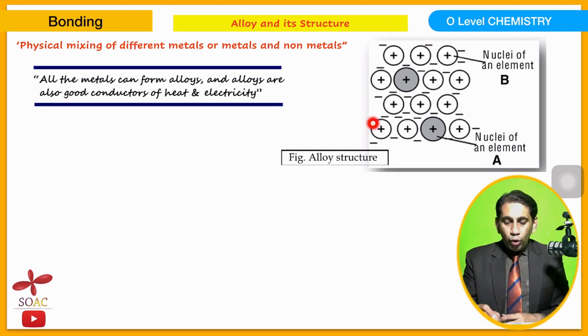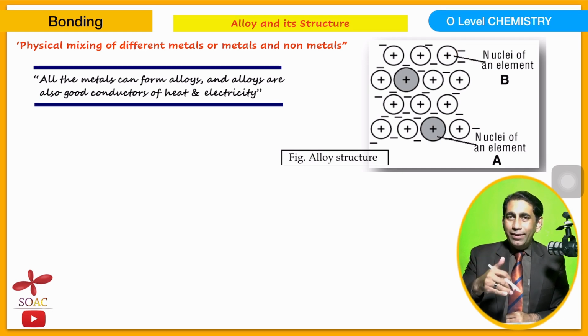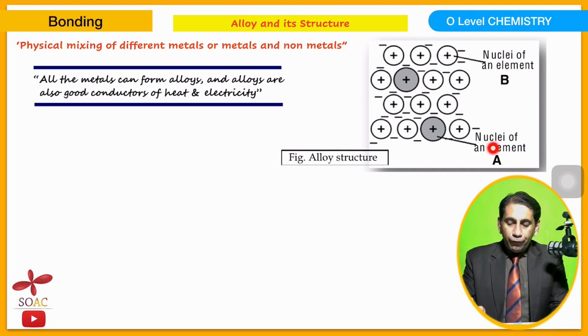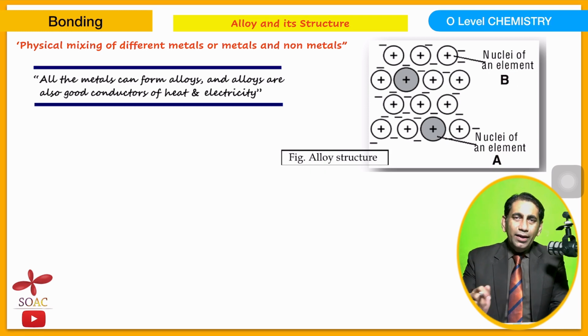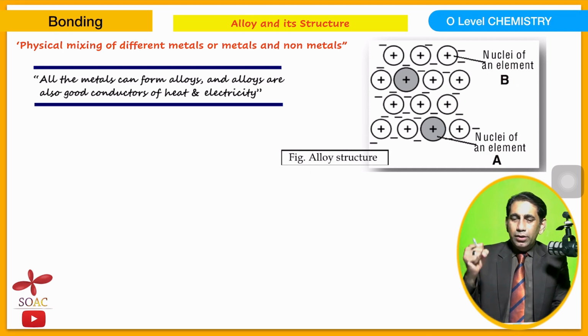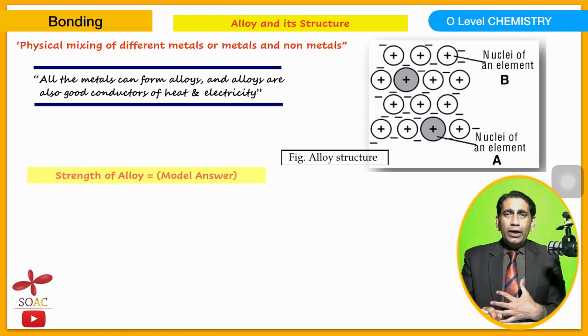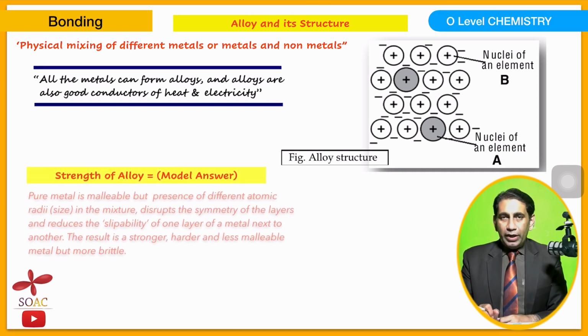So there is no symmetry of the layers as you have seen in the metallic structures. So the mixing of different sizes of nuclei disrupts the symmetry of the layers, disrupts the slippability of the layers, and makes them harder and stronger. Here are the different points that you will have to remember to report your answer.